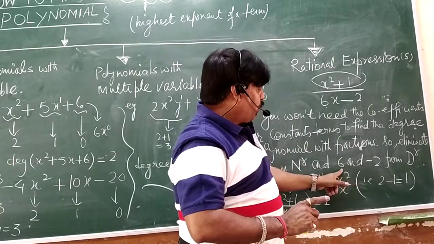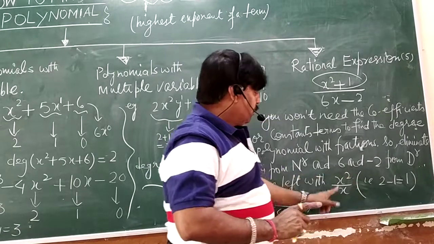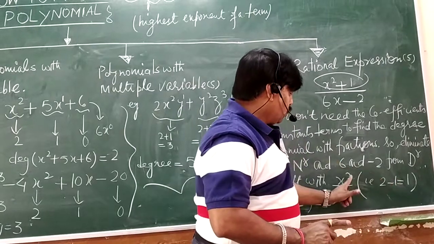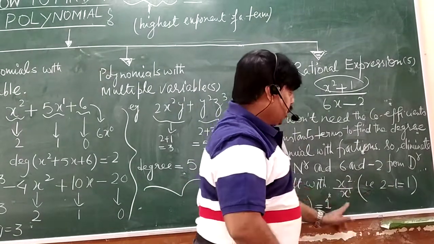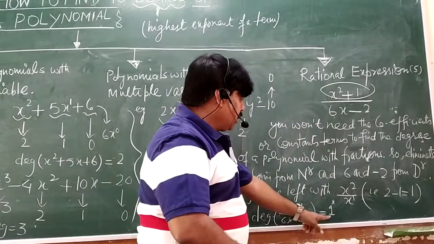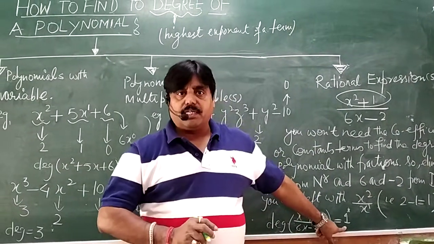Now what we will do? From the exponent of the numerator, subtract the exponent of the denominator. Here is 2, this is 1. 2 minus 1 is equal to 1. So the degree of this rational expression is 1. I think you understand now. Thank you.